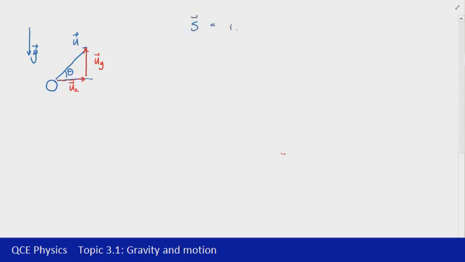So we had s equals ut plus half at squared. Note that I'm using the vector notation here just to really highlight that they are vectors that we're dealing with, not scalar quantities. The data booklet itself, though, doesn't bother using the vector notation, so just be aware that when we're dealing with these equations, we're dealing with the vectors.